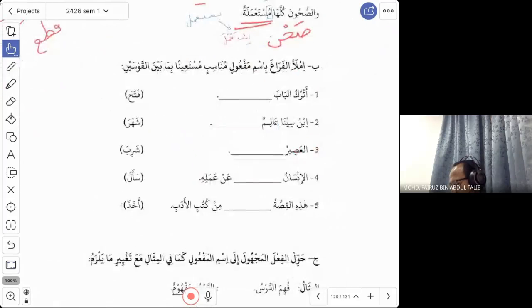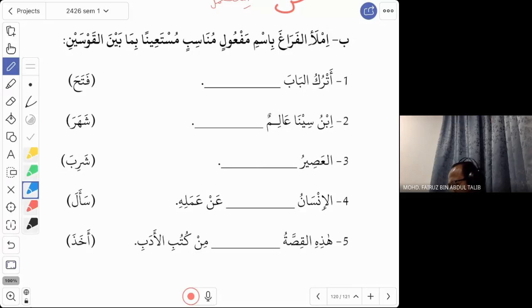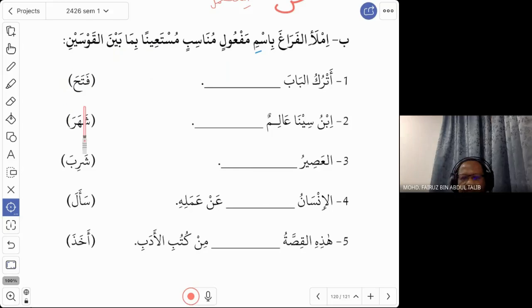Now we try number two. This time I will call your name. Get ready. Imla il farag bismin maf'ulin munasibin. Fill in the blank with isim maf'ul, musta'inan bima bainal qausain, with the help of what is in the bracket. So in the bracket they have given you the verbs. So you need to change the verb to isim maf'ul. Everybody should be able to do this because this is the most basic thing about isim maf'ul. You must be able to change from the verb to isim maf'ul.